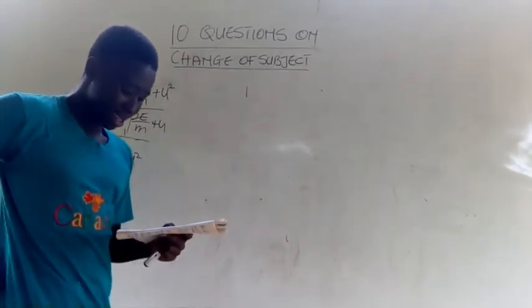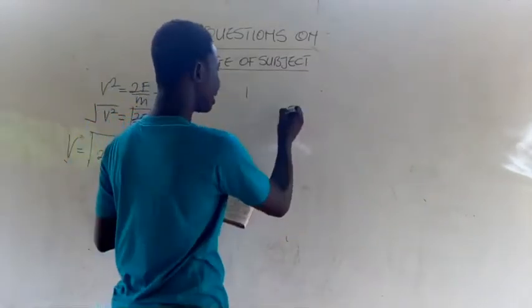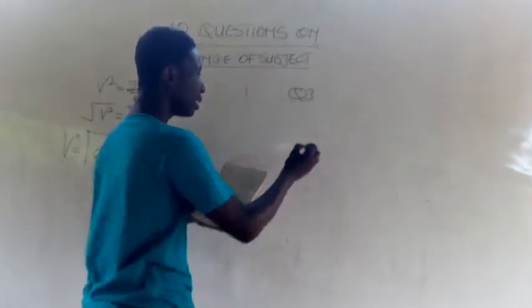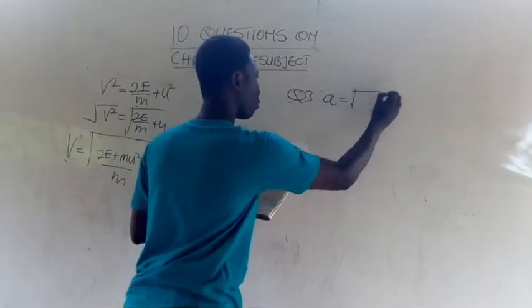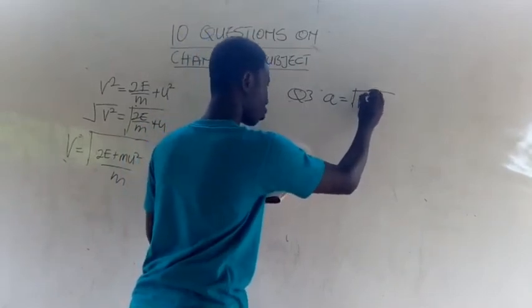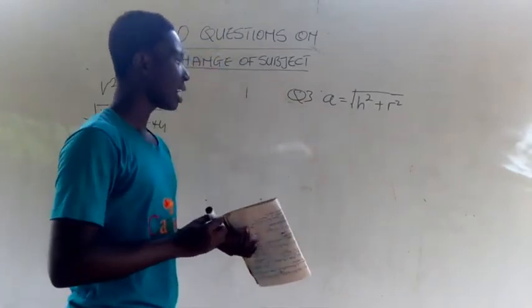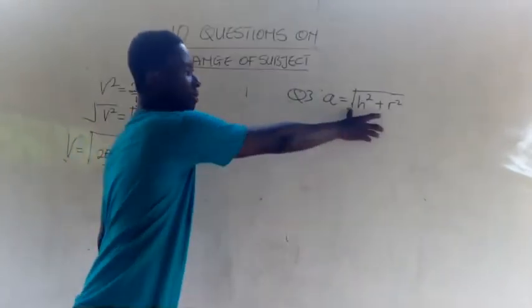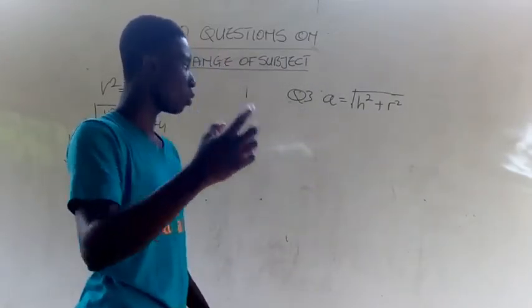So question number 3 says we have to make h the subject of the relation. A is equal to the square root of h square plus r square. Now we are making h the subject, but we are having a square root over here, so we are going to square both sides so that the square root will go away.